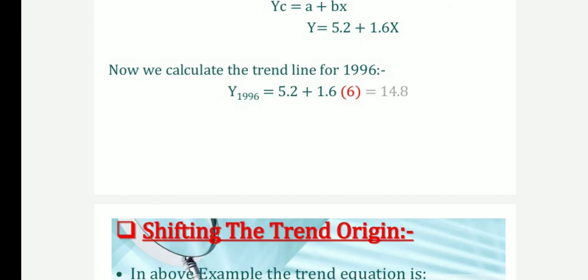So y for 1996 equals 5.2 plus 1.6 into the 6th year, because in this equation we have taken the base as 1990. If you had taken 1993 as the base, then only 3, because 96 minus 3 equals 93. But we have taken the base as 1990, therefore this is 6. So the 6-year difference from 1990 to 1996, therefore we take 1.6 into 6, the x value is 6, equals 14.8.